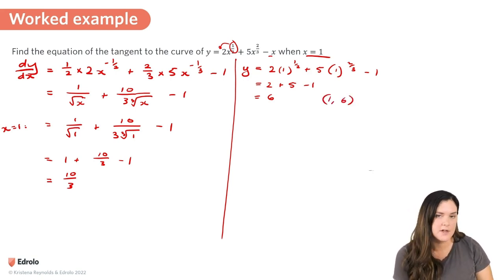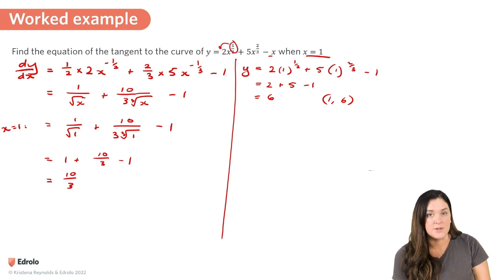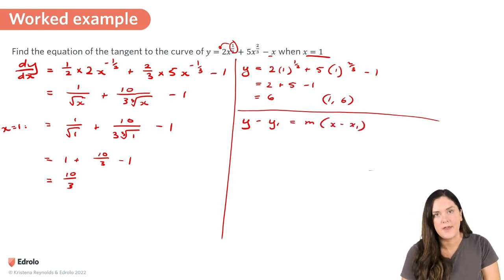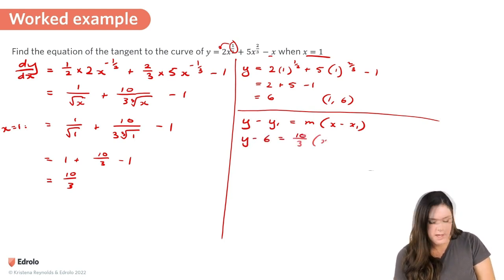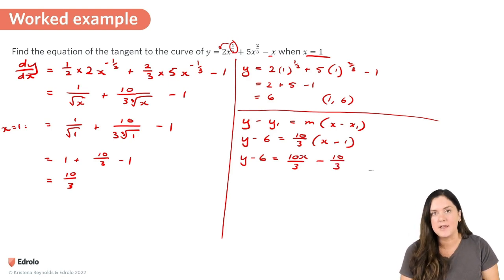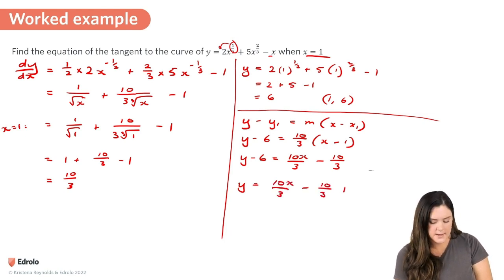We've got our gradient of 10/3. So now we can either use a point gradient formula or just y equals mx plus c. I'm going to use the point gradient formula. So again, that is y take away y1 equals m times x take x1. And I'm going to substitute in everything that I have there. So y1 is going to be 6, m is going to be 10/3, and x1 is just 1. So now I need to expand. So I'm going to expand that right-hand side. So 10/3 times x gives me 10x on 3, and then take away 10/3. And lastly, I need to add 6 so that I just have y as the subject. So I get y equals 10x on 3, take 10/3, and then plus 6.